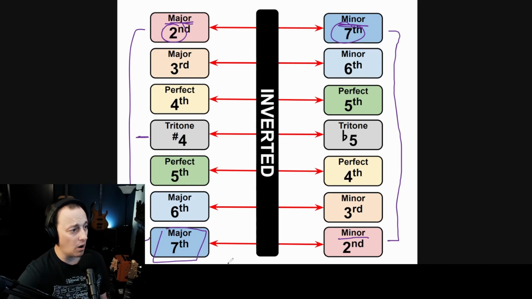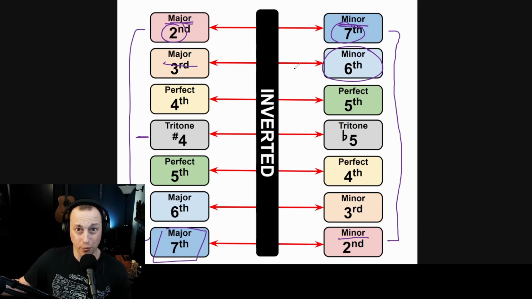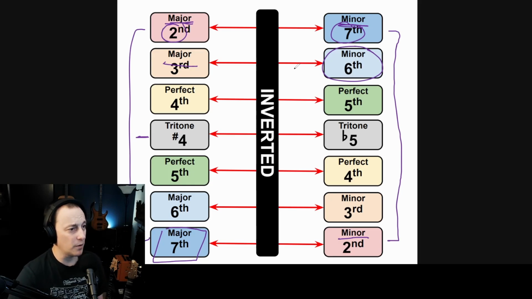And we can just go all the way down the line like this. The major third becomes the minor six. Okay, because threes become sixes, major becomes minor. If you were already a minor six and you wanted to invert, it goes the other way too. Notice the arrows go both ways. That's right. River runs both directions in this world here.